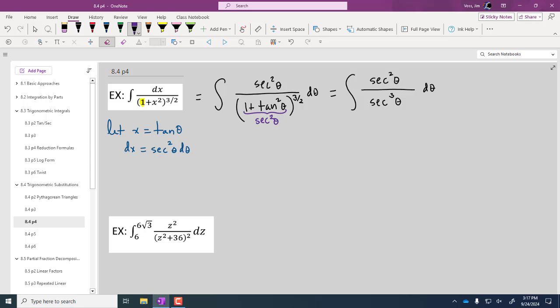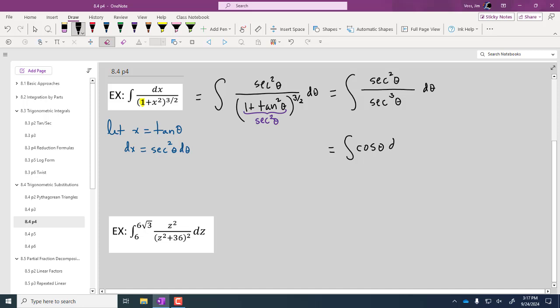Okay, so then what does this whole integrand turn into? And what's 1 over secant? Cosine. Oh, look, this is a trig sub one that actually is pretty easy. So now with this back substitution, we have to go from thetas back to the original variable, which is x.